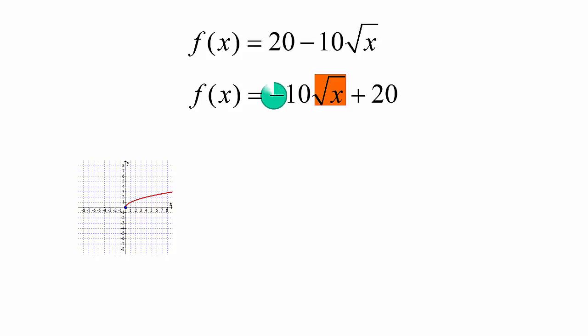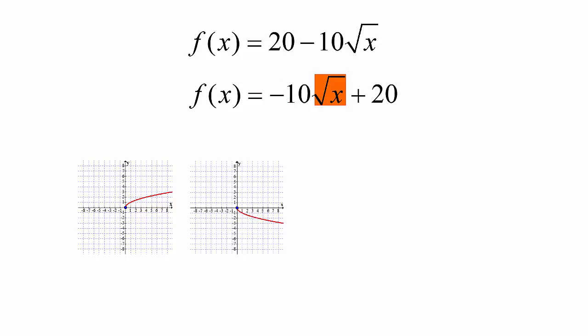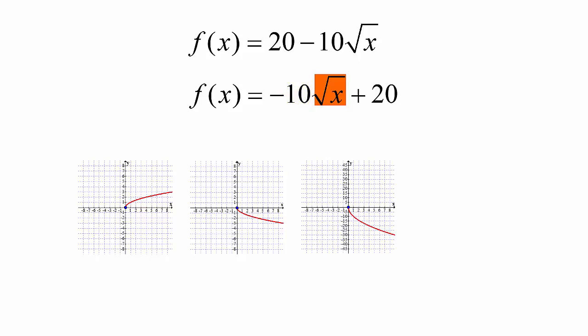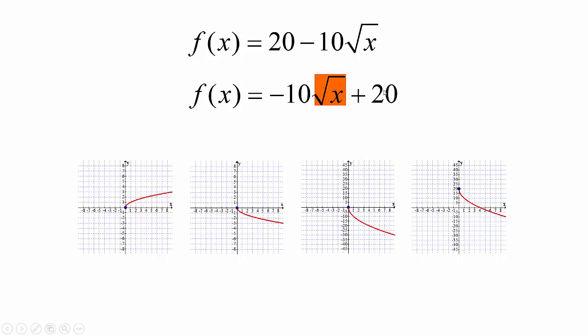Now, what are the things that are happening to the square root of x? If we've got a negative on the front of a square root of x, it flips it upside down. The 10 on the front stretches it vertically. And the plus 20 is going to shift the whole graph up. And again, if I just knew that the 10 means make it bigger and the 20 means scoot it up, then I can adjust the numbers accordingly.